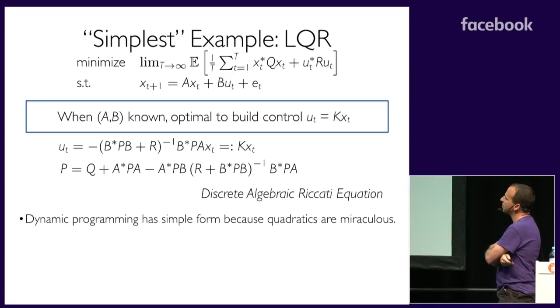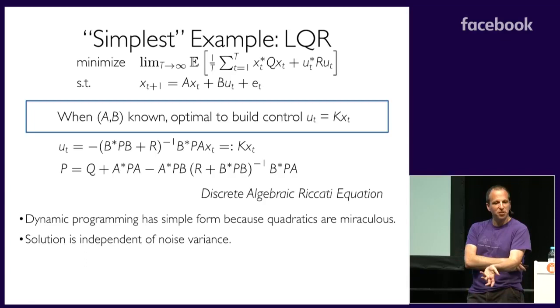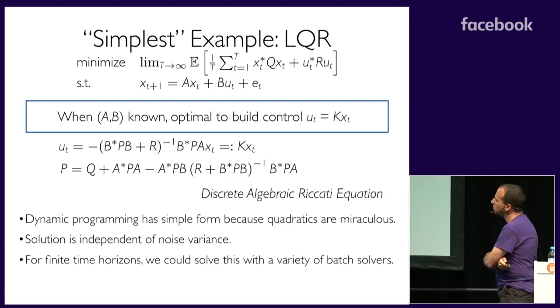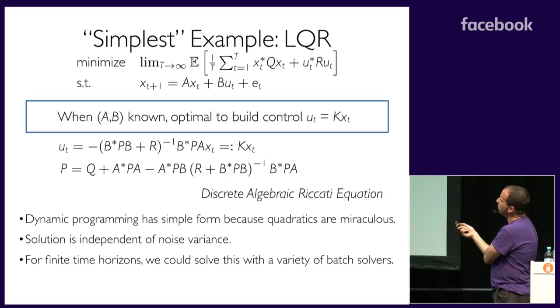What's also cool is the solution is independent of the noise variance. Your performance degrades the more noise you have, but your action doesn't change. So that's interesting. And finally, for finite time horizons, you could have just solved this with batch solvers.